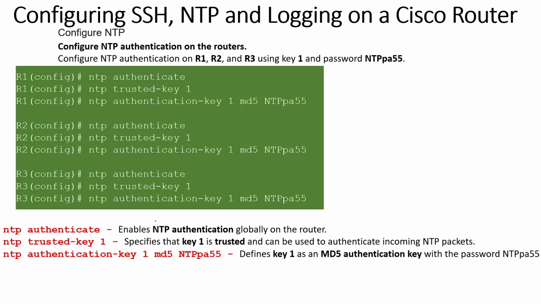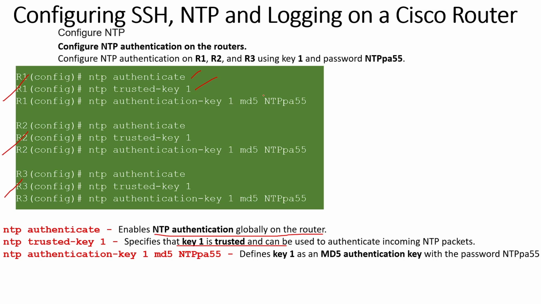Next, we need to configure the NTP authentication on the three routers also, R1, R2, and R3. First command is ntp authenticate. This will enable NTP authentication on the router. The next command, ntp trusted-key 1, specifies that key 1 is trusted and can be used to authenticate incoming NTP packets.